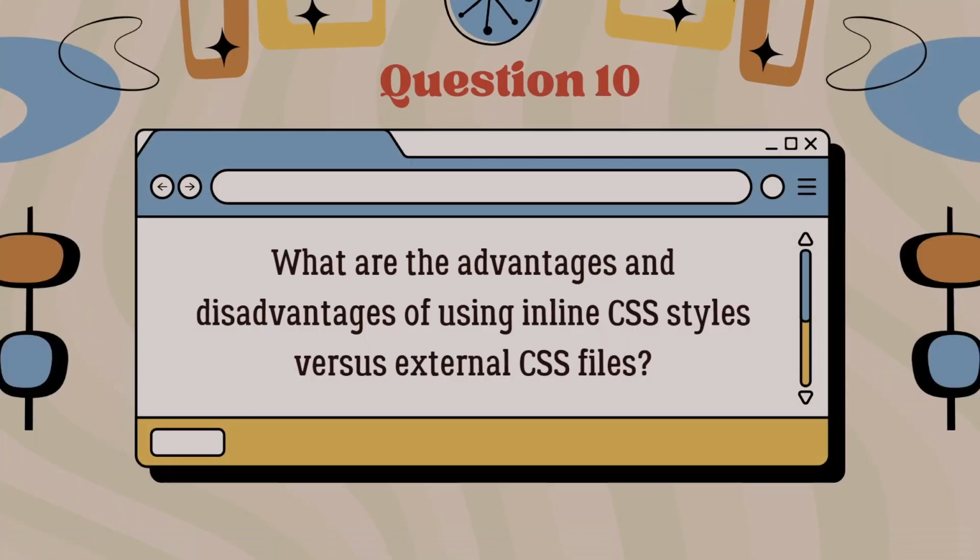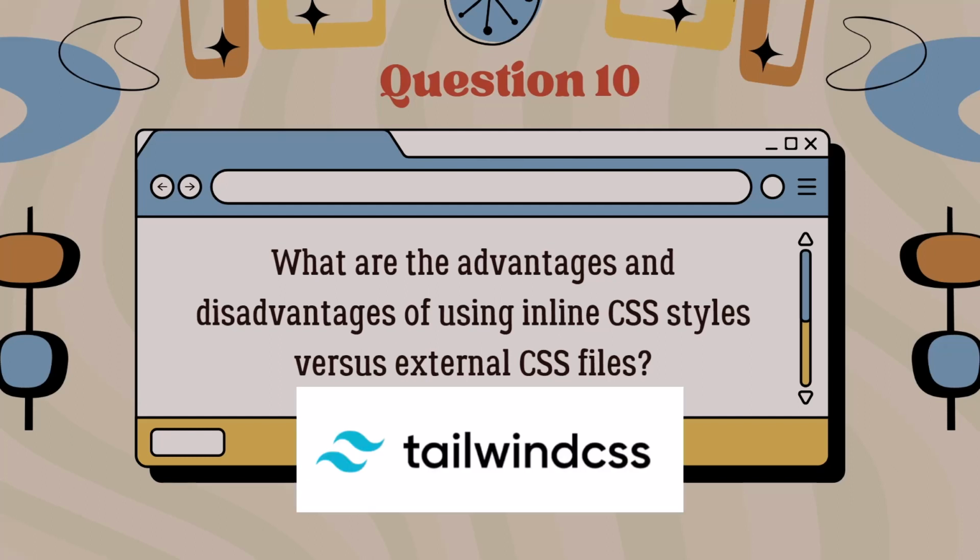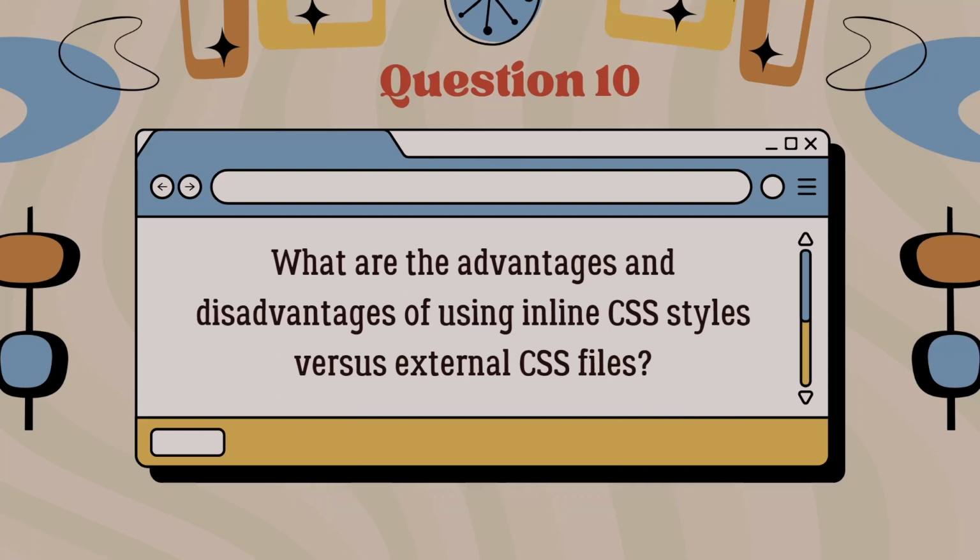The next question is related to the advantages and disadvantages of inline CSS and external CSS files. Why I have added this question: because right now one CSS library was introduced that is related to inline CSS. It's called Tailwind. So Tailwind is using inline CSS style. So you should be aware of exactly the difference between inline and external first, and just go through the advantage and disadvantage points as well.